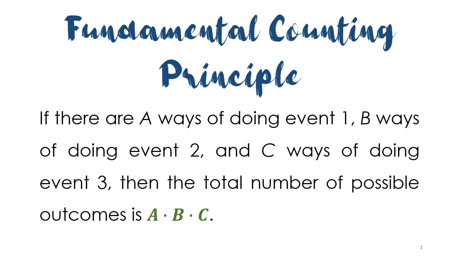According to the fundamental counting principle, if there are A ways of doing event 1, B ways of doing event 2, and C ways of doing event 3, then the total number of possible outcomes is A times B times C.